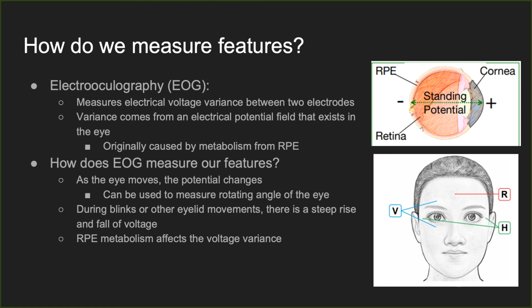So how does the EOG measure these features? As the eye moves, the potential can change, because we are changing the rotation angles of the eye, depending on where we place these electrodes. For example, in this work, they're placing one on the forehead, one above and one below the eyes, as well as near the temples. During blinks or other eyelid movements, there's a steep rise and fall in the voltage. In addition, depending on where you are looking, the voltage potential will also change. And lastly, the metabolism also affects this voltage variance.